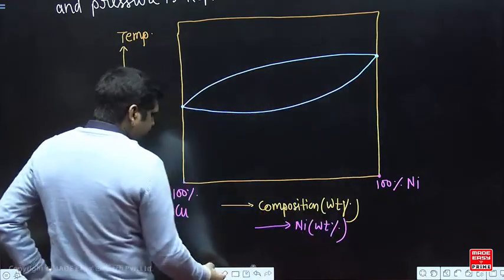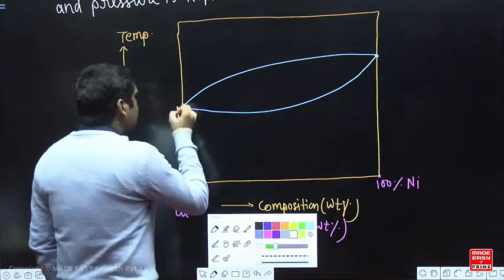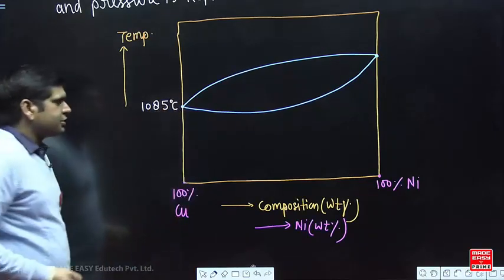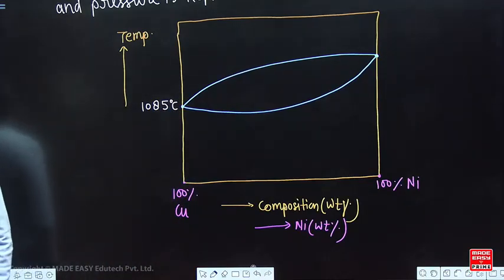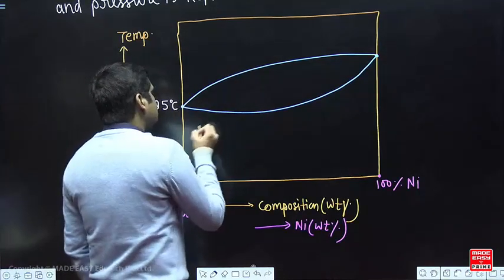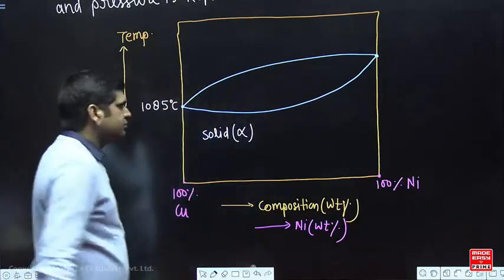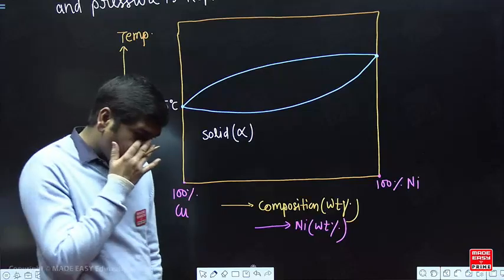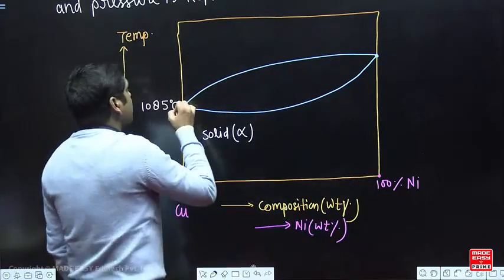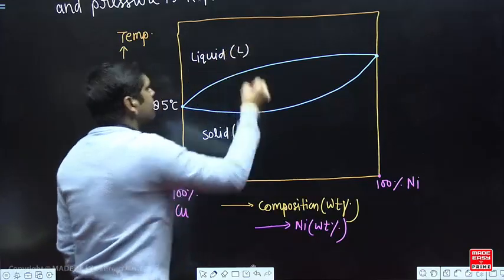This line is denoting pure copper. So the melting point of copper is 1085 degrees centigrade. Pure copper, this line is denoting. So below this, copper is in solid phase. Solid means alpha. It is just notation. Room temperature पर जो भी phase होती है उसे alpha phase कहते हैं, solid में. Then above this temperature it is liquid. So this is liquid phase.